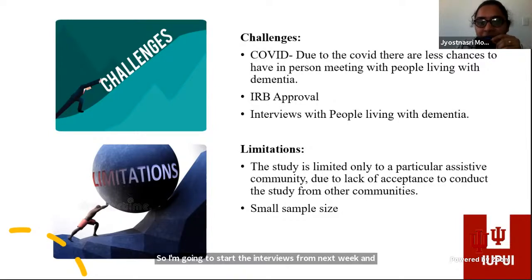and caregivers. And maybe one more challenge after that, I think interviews with people living with dementia are also going to be challenging. And a limitation of the study is that it is limited to a particular assistive community due to the lack of access. And as of now, in recruitment, we have a very small sample.